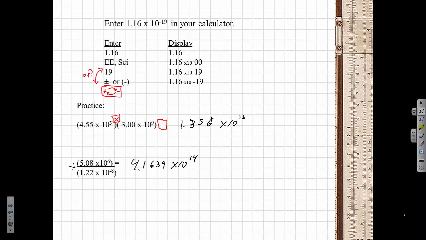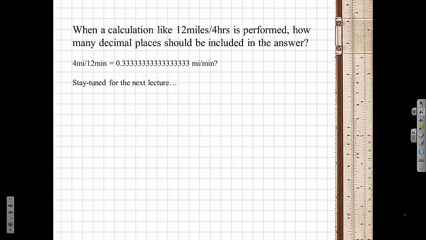All right, so practice on this. You've got some homework where you're going to repeat a number of these types of calculations. Get some practice. Make sure you know how to use your calculator. If you have any questions, be sure to email me or ask me at the start of class.